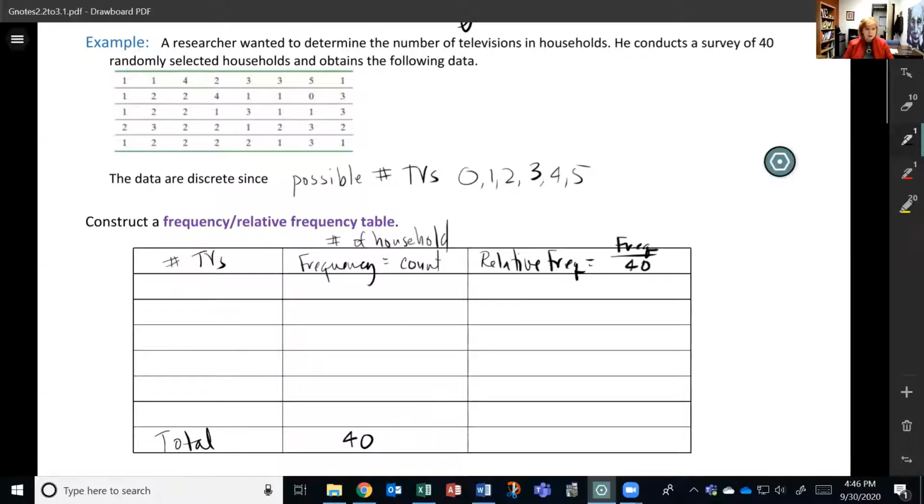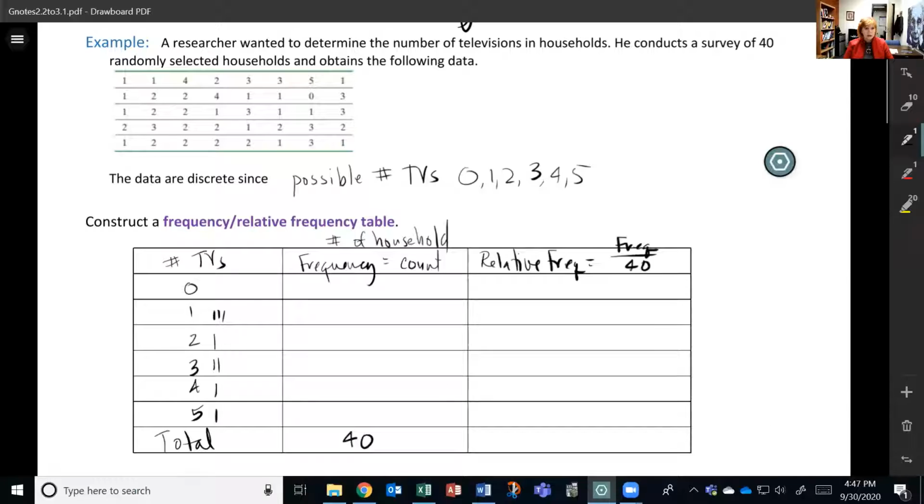All right, so the possible values are 0, 1, 2, 3, 4, and 5. So we're going to count how many are in each group, and we're going to do this by tallying the number that are there. We're going to start at the first row, and I've got 1, 1, 4, 2, 3, 3, 5, and 1.